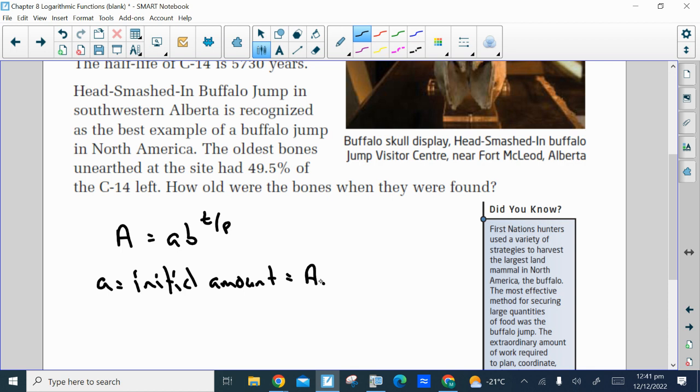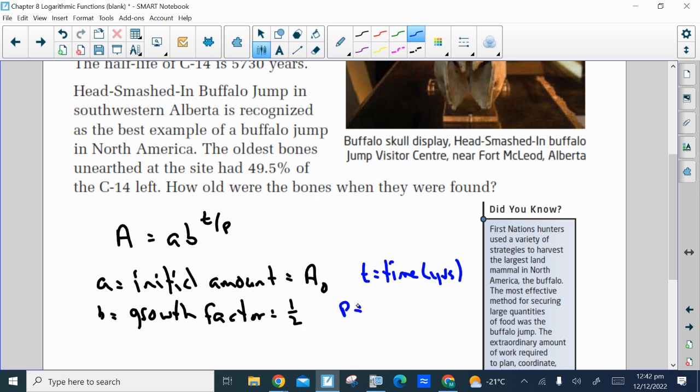And in this case here, we're not told what it is, so I'm going to let it be represented by A sub 0. B is the growth factor, which in this case would be a half, because the amount of carbon-14 is being cut in half every 5,730 years. T is the time, which would be in years, because the growth rate is in years as well, or the growth period. And that is 5,730 years. And I should have written there, this is the growth period. How long it takes in this case for the amount of carbon-14 to be cut in half.